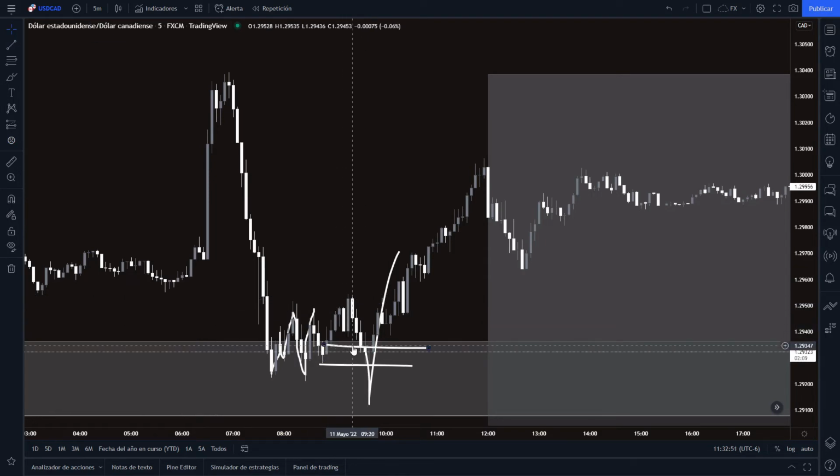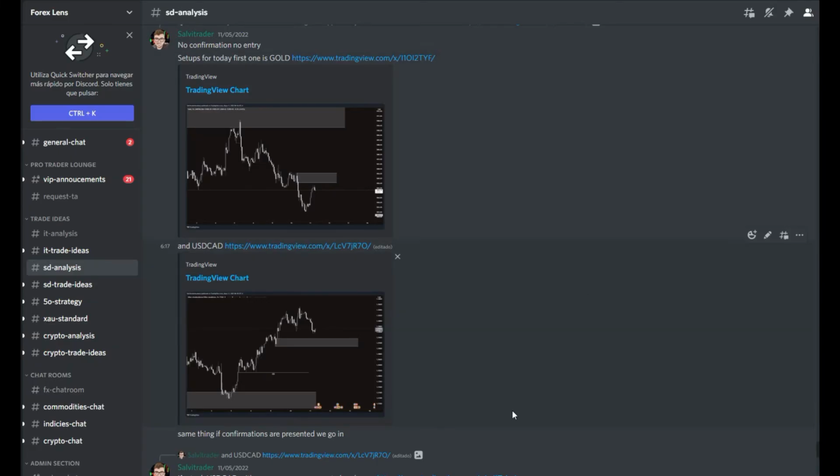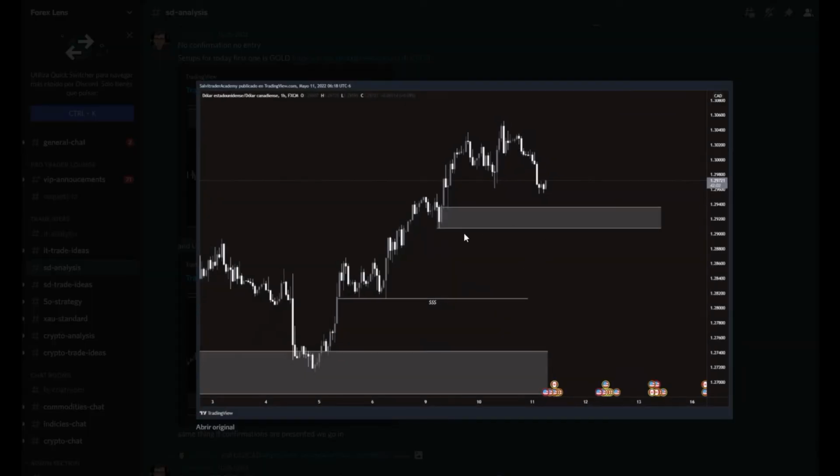But also we sent the notification on our Discord, and here it is. We were waiting for gold. Gold did a pretty nice move, but the confirmation was not solid. In fact, we didn't have a retracement, so that's why I didn't send an entry. But if you trade aggressively, this was a good trade. And this was gold. I'm sorry, this was dollar CAD, before the price gets to the zone.